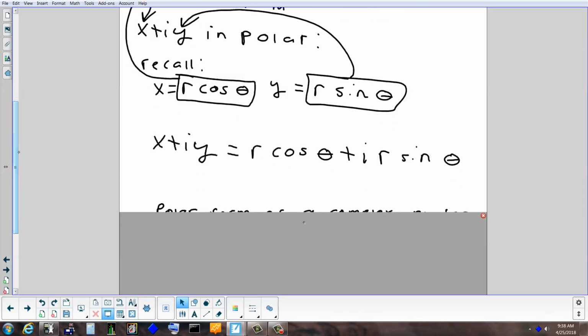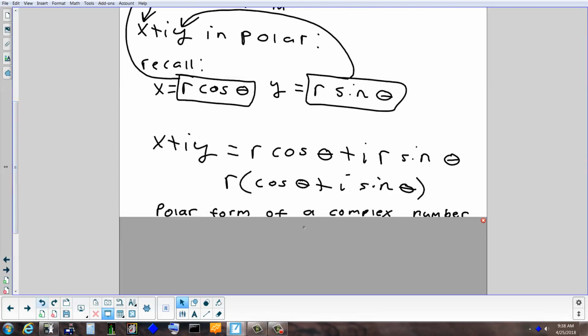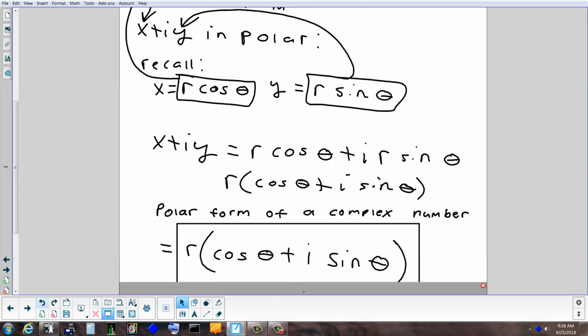Well, whenever you have the same thing written twice, we can factor it out and just write it once. And if you want to check that, distribute it back out, and you'll go right back to what we had. r times cosine theta plus r times the i sine theta. I'm not going to distribute it back out because I want to leave it like that. And that's the polar form of a complex number.